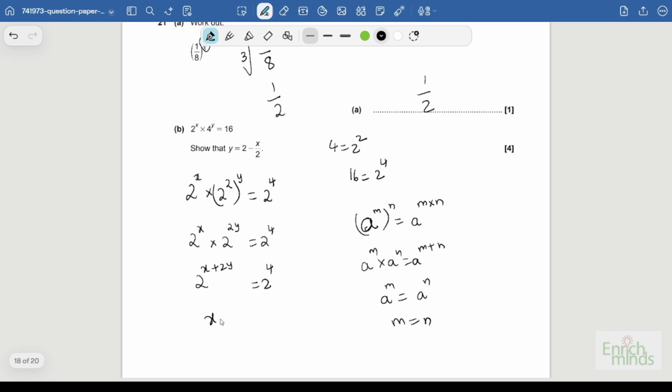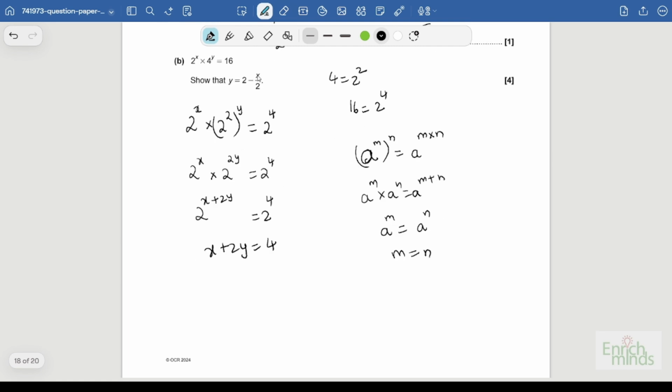So here, using this rule, x plus 2y equals 4. Now it wants you to show that we come to this equation from this. So what we can do is make y the subject of our equation. Getting rid of x by taking away x from both sides, we have 2y is 4 minus x, and then we divide by 2 to get y is (4 minus x) over 2.